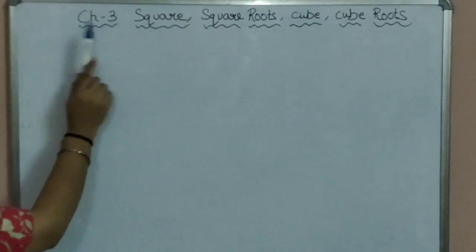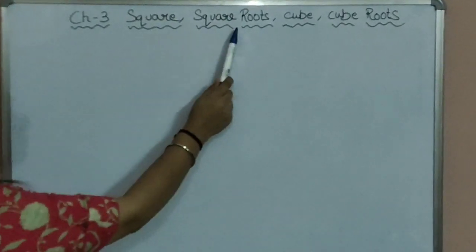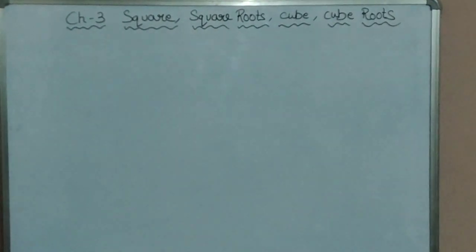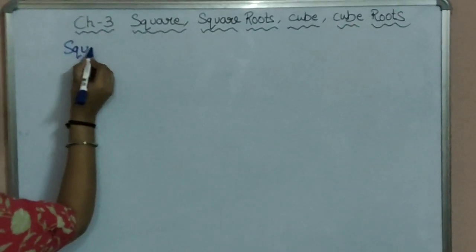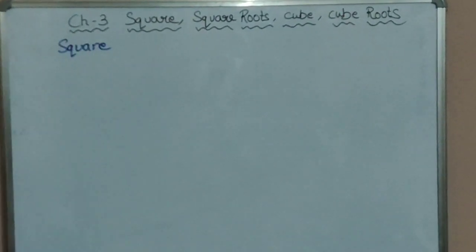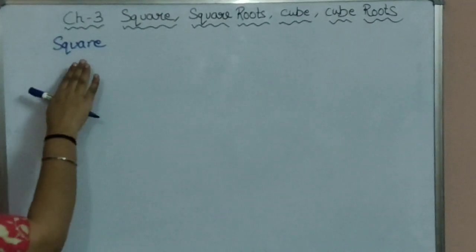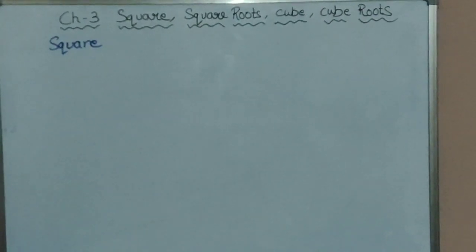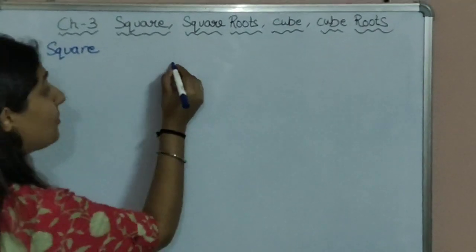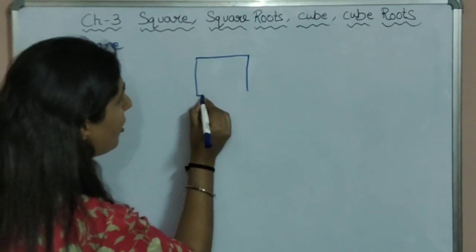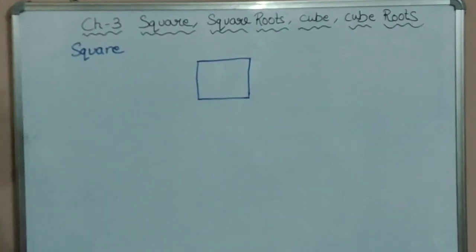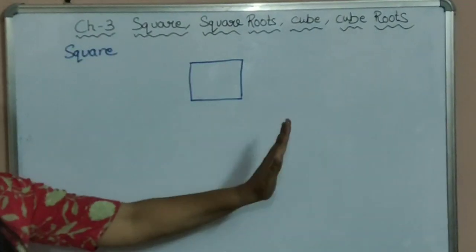Today we will start chapter 3, that is square, square roots, cube, cube root. Now, our today's topic is square. What we understand by square? When we hear the word square, a geometrical figure comes to our mind, the figure which is formed of 4 equal sides. But that is in geometry.